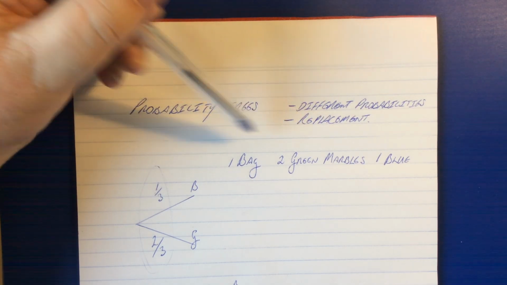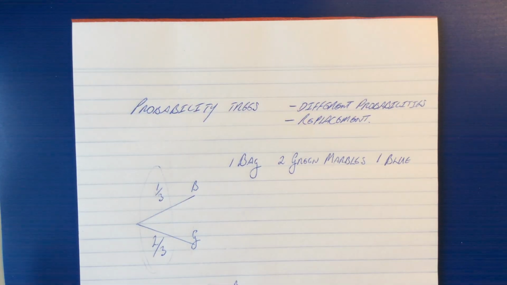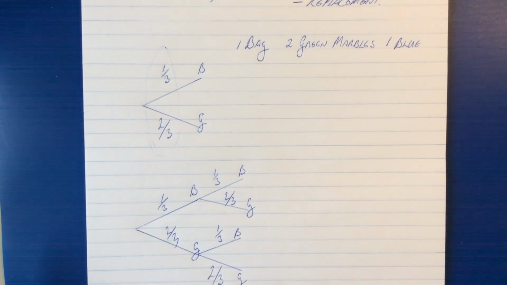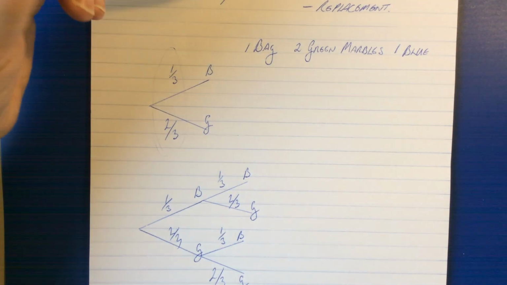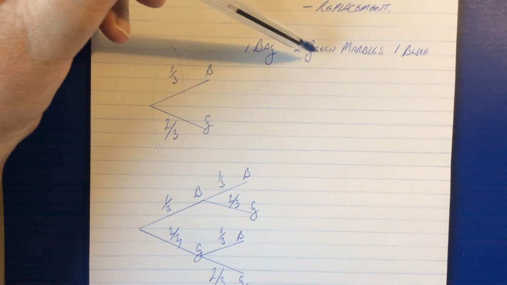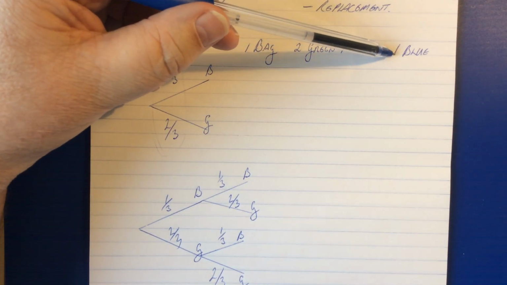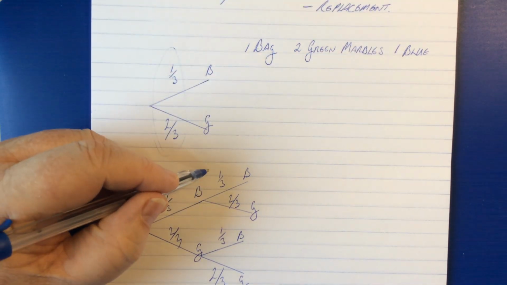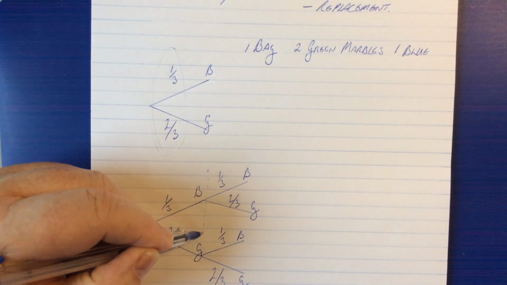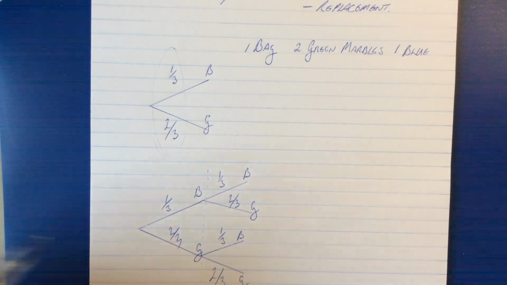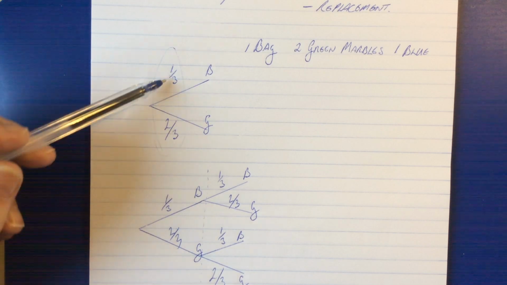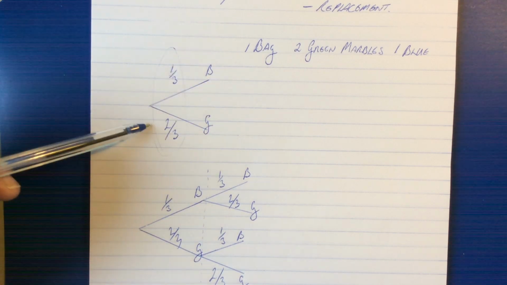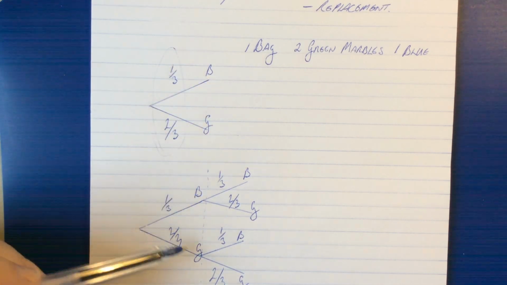Now, the idea of replacement. Let's go down to the second probability tree here. Now, I'll just remind you, we have one bag, two green marbles, one blue. If we make a choice by reaching into the bag for the first time, what we do is we repeat what went on here. 1/3 blue, 2/3 green.